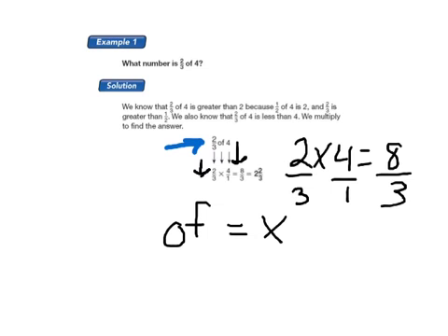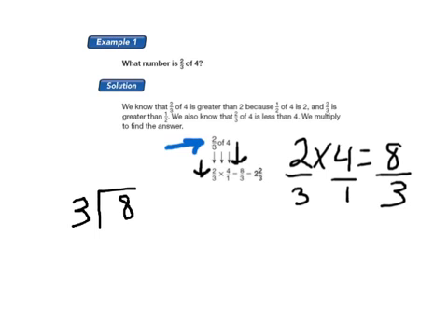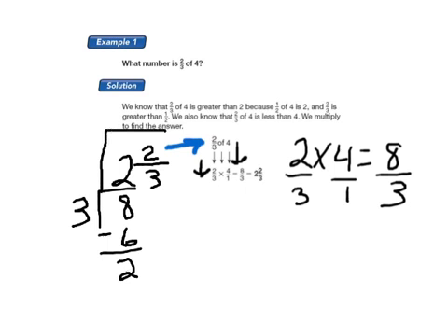But I can't have 8/3, I have to reduce that into a mixed number. So how do I solve that? Let's erase this really fast. 8 divided by 3. 3 goes into 8 twice. 2 times 3 equals 6. Subtract. 2 is my remainder. 2 becomes my numerator, and the 3 stays. So my mixed number is 2 and 2/3.